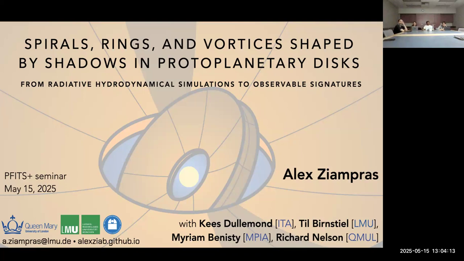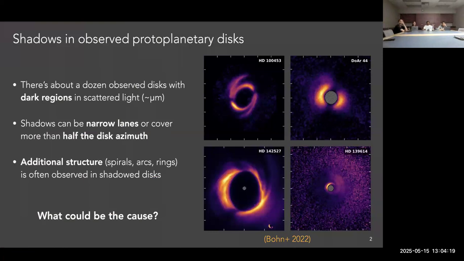So the topic is shadowed disks in general and their dynamics. The motivation is that we've seen at least about a dozen of these kinds of disks in scattered light. You can see on the right there are all these observations where there are dark lanes in scattered light.